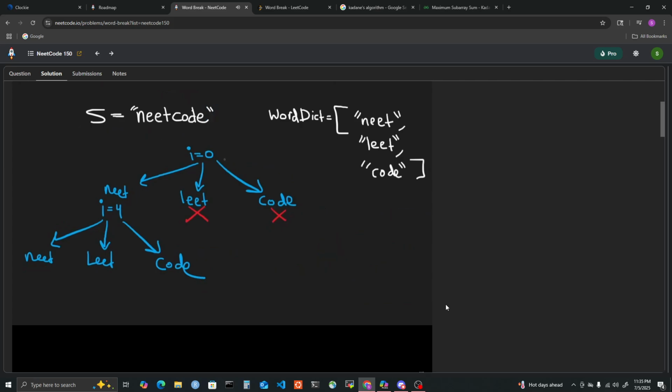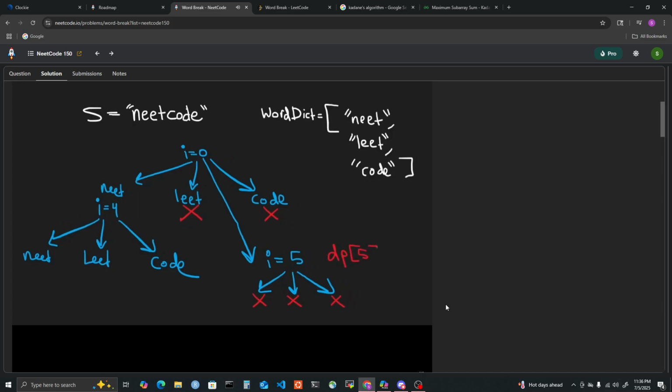Now, from this example, it might not be super intuitive why we would use a cache, but let's say we had another path in our decision tree that led us to, for example, index i equals 5, right? And let's say we use all 3 decisions in that path, and let's say none of them yielded the correct result, meaning we were not able to word break this string from starting at index 5. So then we would return false from this path, right? And we would want to cache that. We would want to say that, let's say dp of index 5, right? We would want to set that to false.